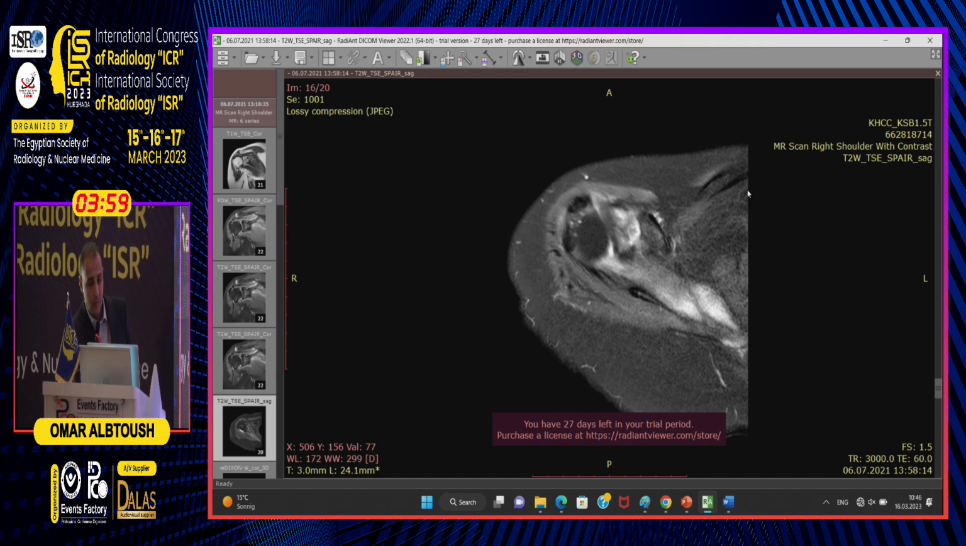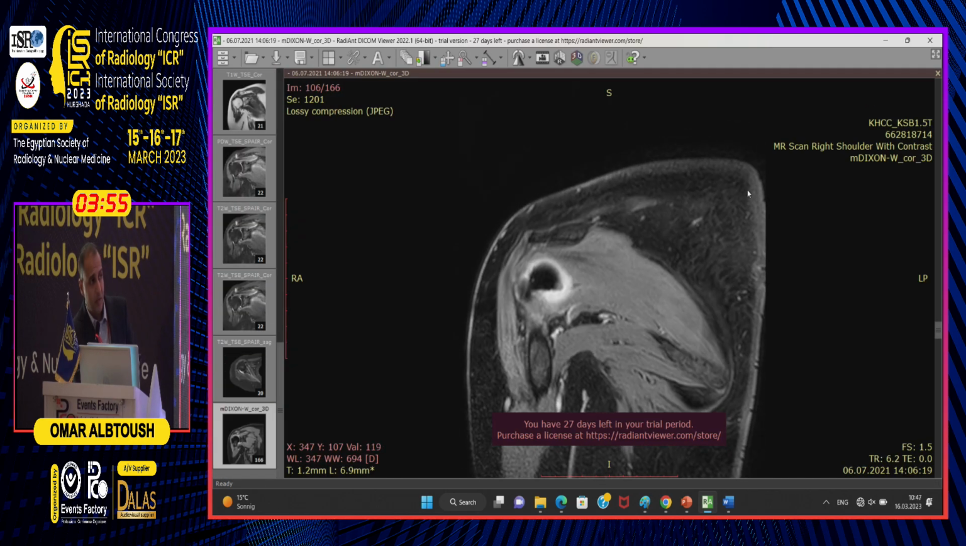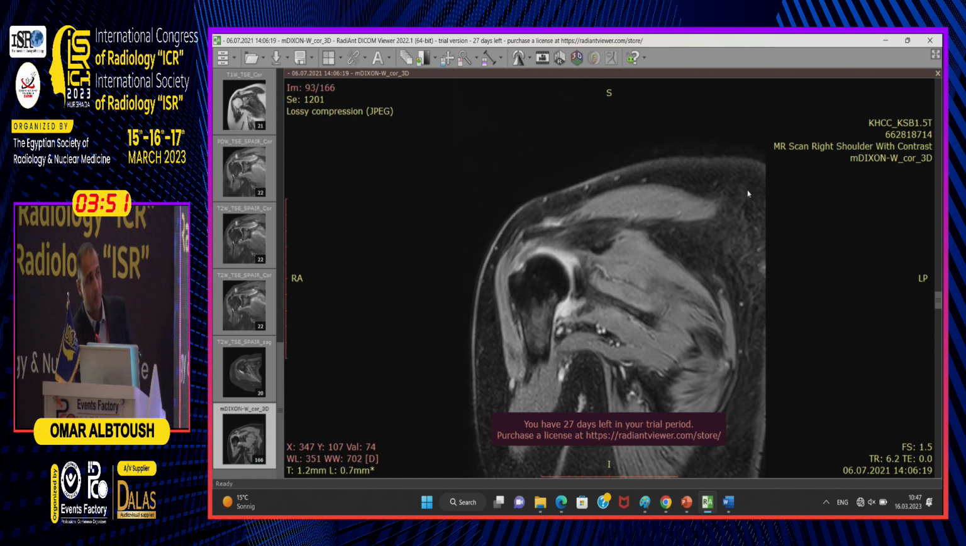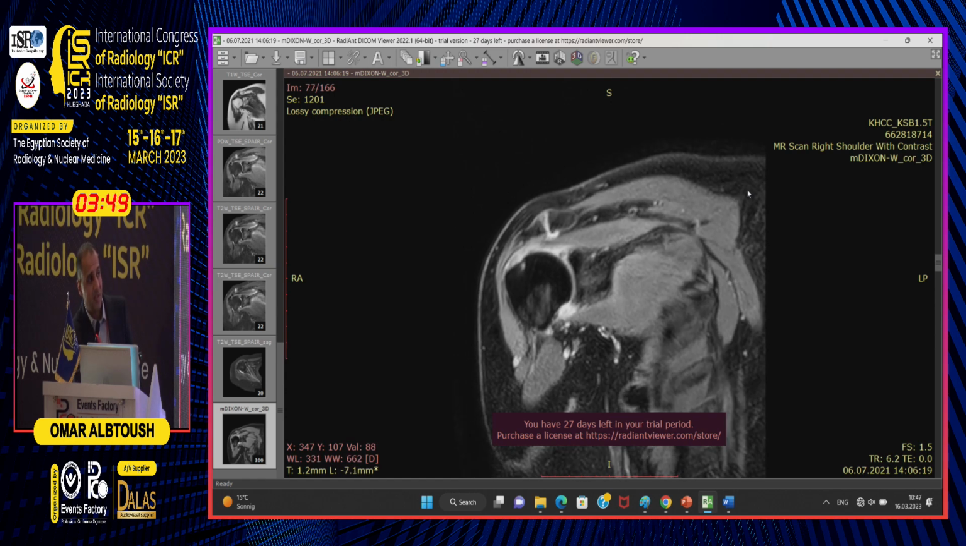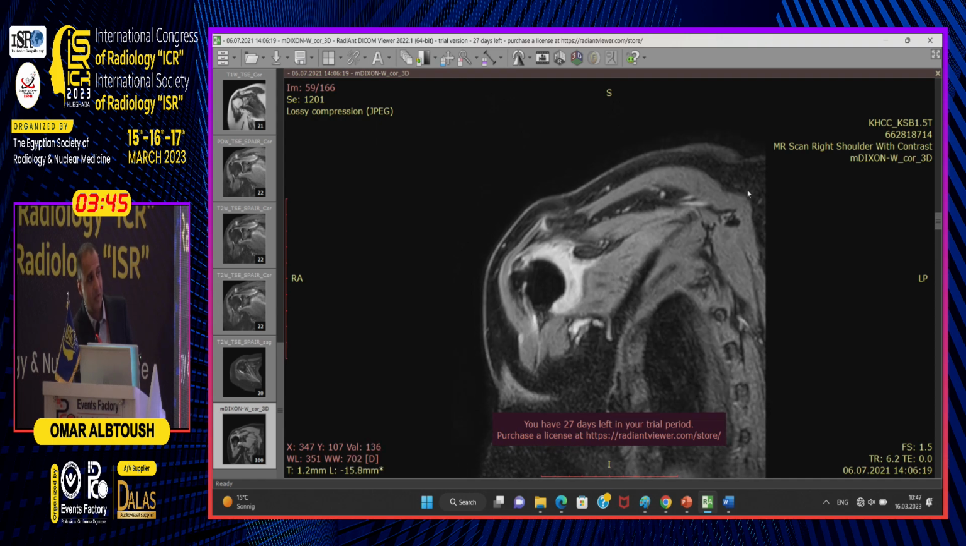I will show you the post-contrast images. Please have a look here. There is diffuse enhancement, dorsally, up, down, at the axillary recess, at the rotator interval, and also ventrally. This appearance is universal. I always see this appearance when the patient will report or will claim limitation of motion and also severe pain.